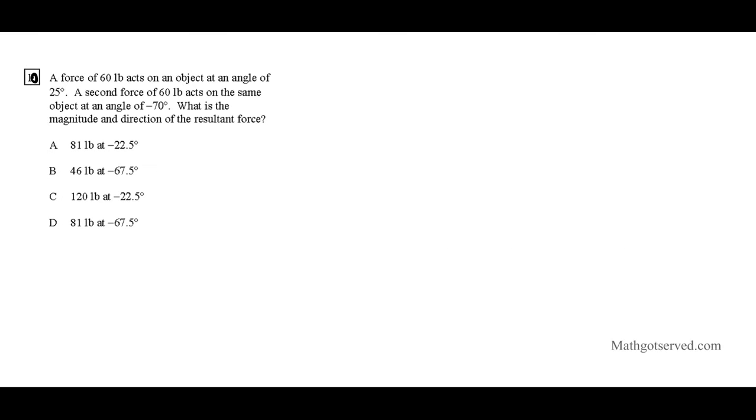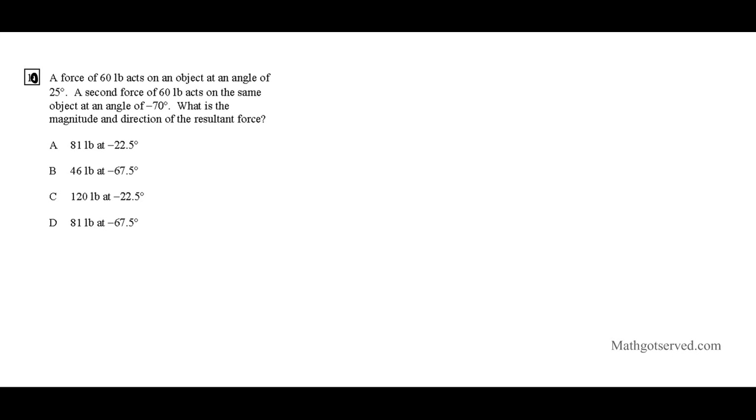All right, let's move on to question number 10. It says a force of 60 pounds acts on an object at an angle of 25 degrees, and a second force of 60 pounds, same magnitude, acts on the same object at an angle of negative 70 degrees. What is the magnitude and direction of the resultant force?